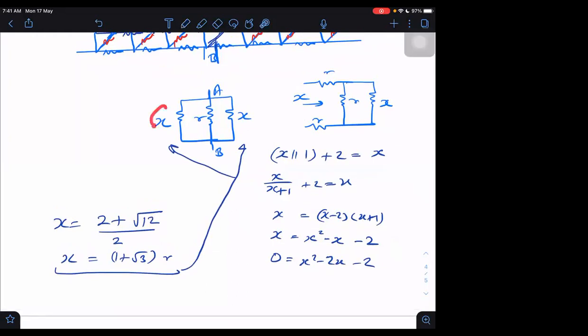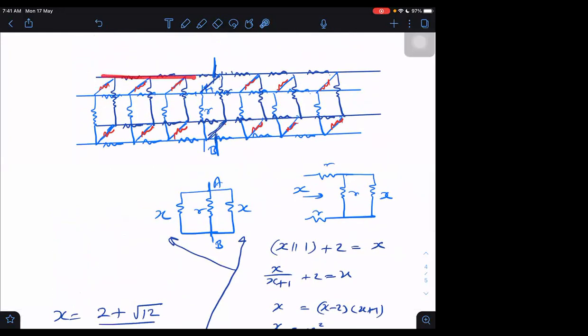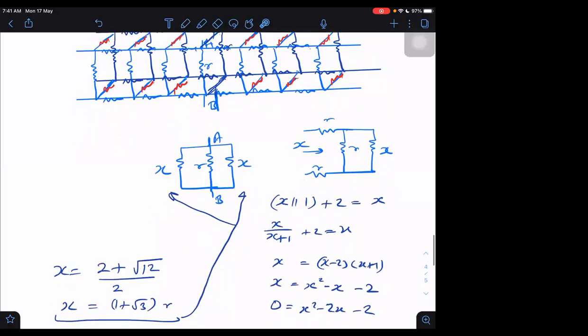Then these two are in parallel. Then I will be getting X by 2 in parallel with R. That will be the final answer: X by 2 in parallel with R. But now, if I connect a similar network backside also, even though there are these red resistances connected, these red resistances will not play any role because they are connected between points at the same potential. Yes, sir, these red resistances are connected between the points at the same potential, so these won't play any role.